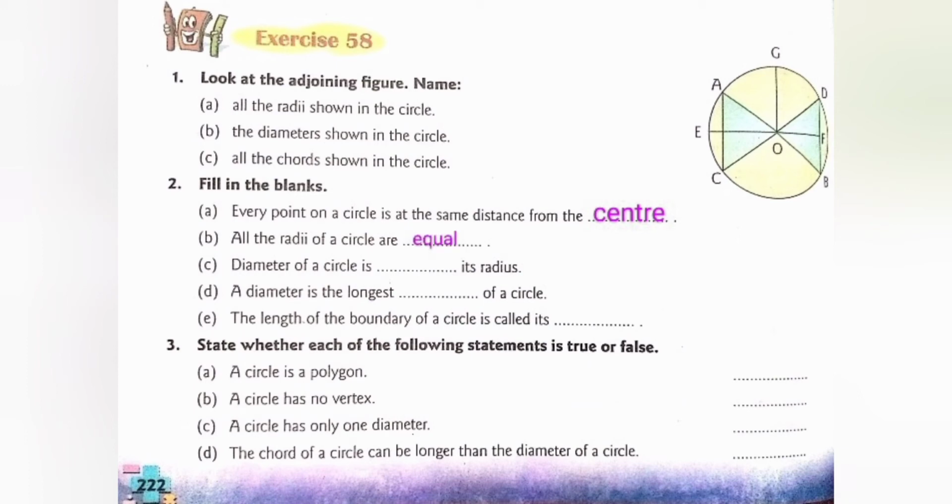Part C. Diameter of a circle is dash of its radius. So we all know diameter of a circle is twice its radius, means 2 times of the radius.